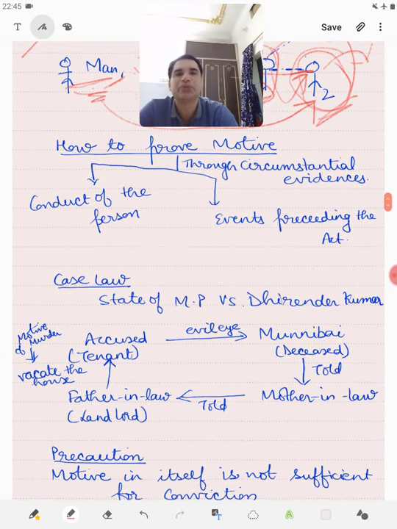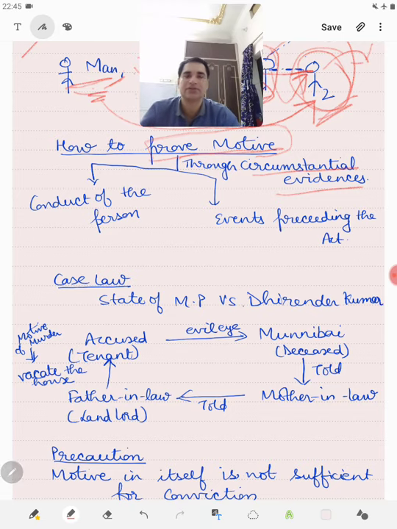Now, how do we prove motive? As we have seen, motive is an internal fact, and internal facts are proved through circumstantial evidence, because there cannot be direct evidence to prove an internal fact. We do not have a lock and key arrangement wherein we can open the brain of a person and see what his motive is, what his intention is. We will have to take it from circumstantial evidence.